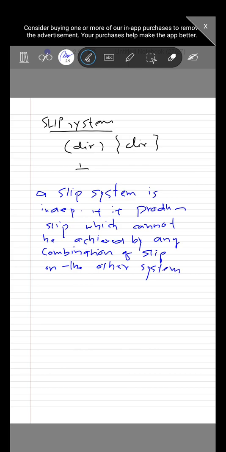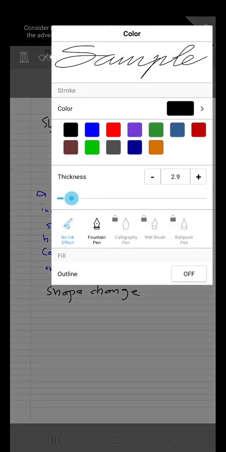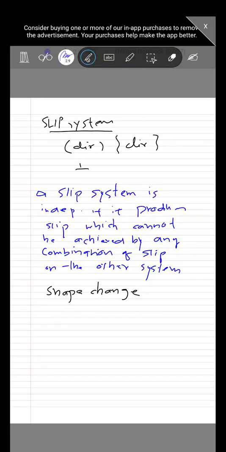Now, the basis of the argument is that an arbitrary shape change can be described by the six independent components of the strain tensor. So what we are dealing with here is that if a shape change is taking place, this change is due to the six independent components of the strain tensor.